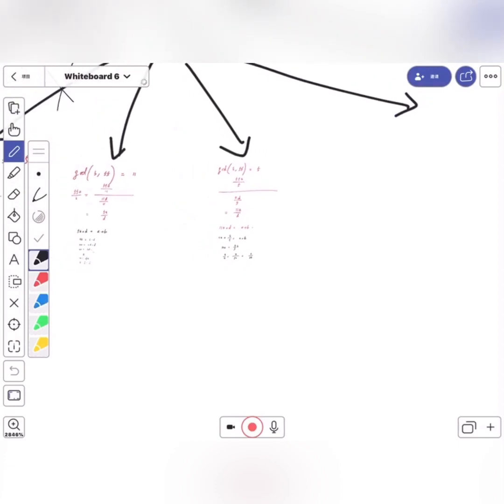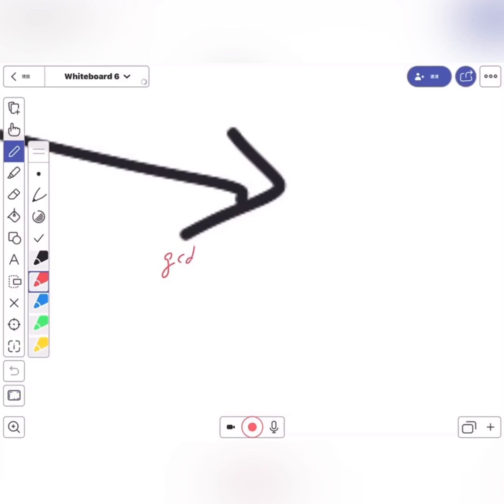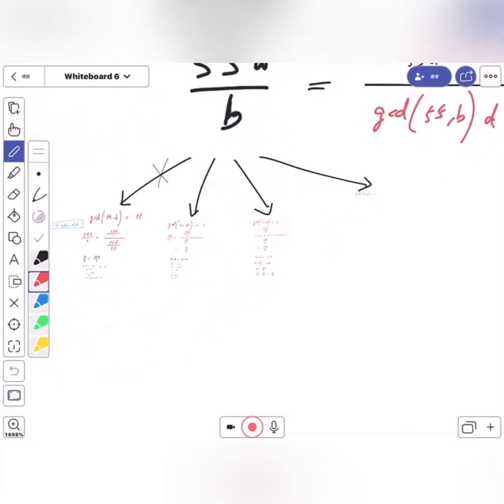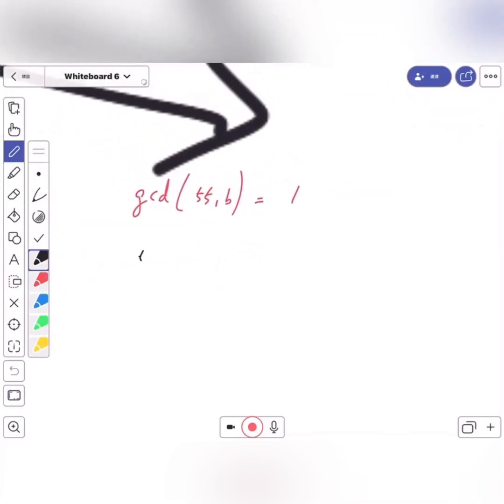Now let's look at the last one. Well, the last one is going to be GCD of 55 comma b is equal to 1. So this basically just means that 55a over b is not simplifiable. So from the condition that the sum of the numerator and the denominator must be the same, then we're going to get 55a plus b is equal to a plus b. So 54a equal to 0.